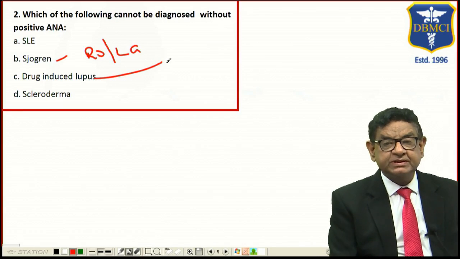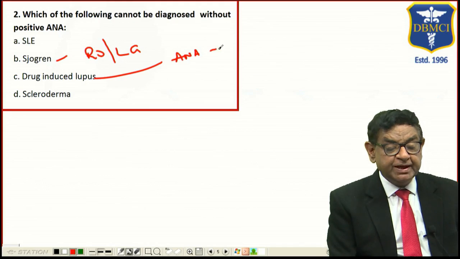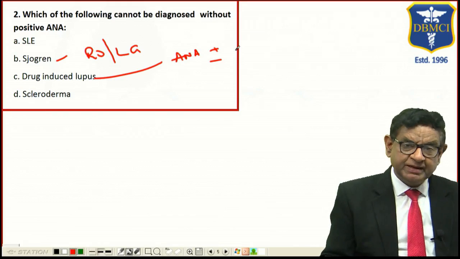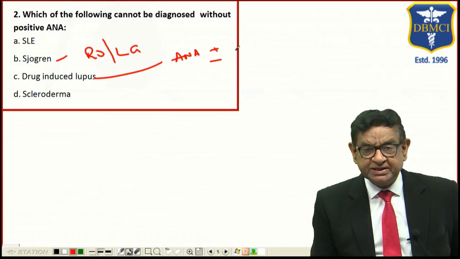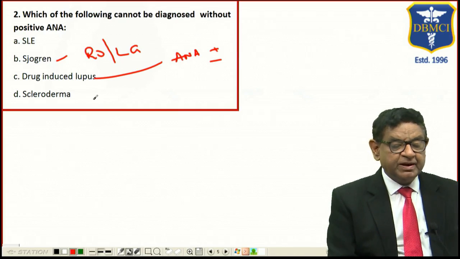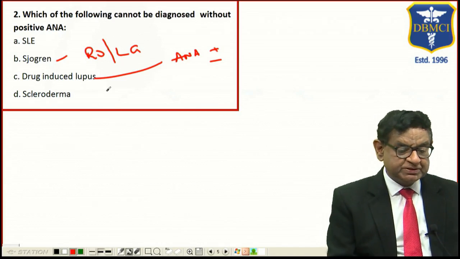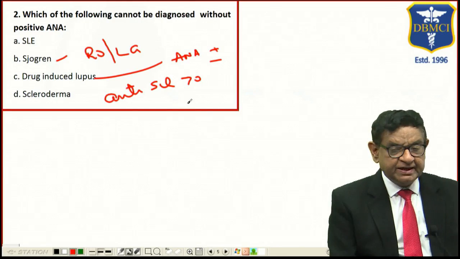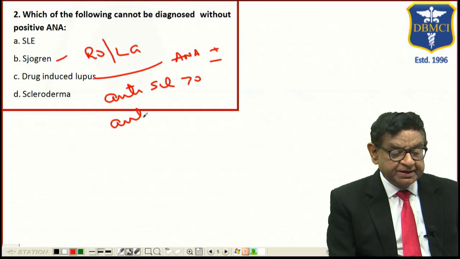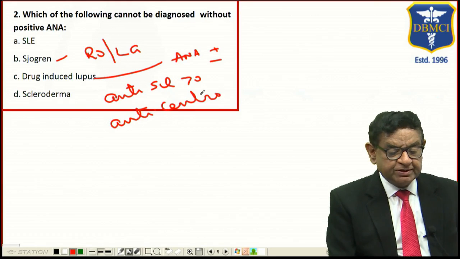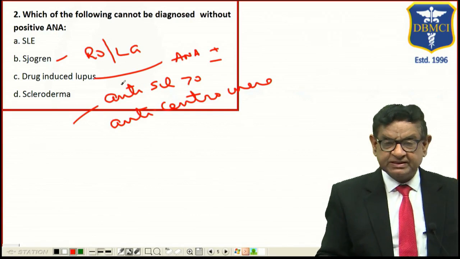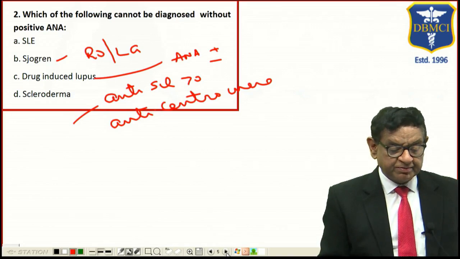In drug-induced lupus, ANA may or may not be there. Of course, the patient has lupus features, and most of the time, ANA is there. But it's the drug history that is more important. In scleroderma, ANA may be there, but remember, more specific antibodies are anti-Scl-70 antibodies, or in the limited one, anti-centromere antibodies in CREST syndrome, and this is in systemic type of scleroderma, right? The best answer to this is A.